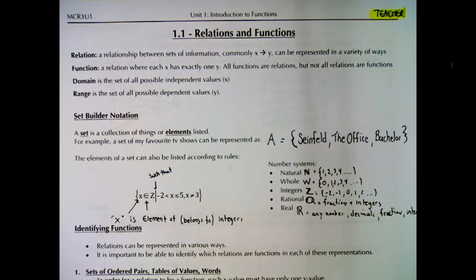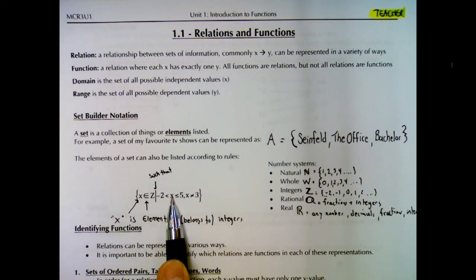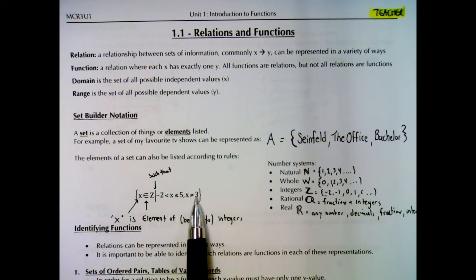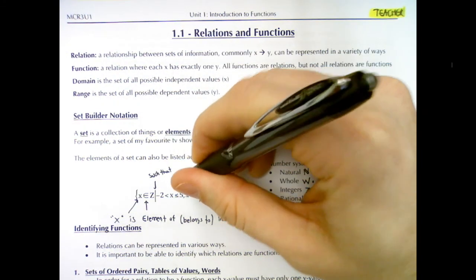Such that x is, if we read to the left, greater than -2, and if we read to the right, less than or equal to 5. So x is between -2 and 5, but x does not equal 3, so it's not 3. That's what it means. So this set are the conditions.